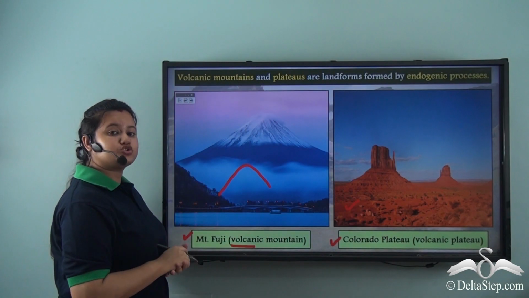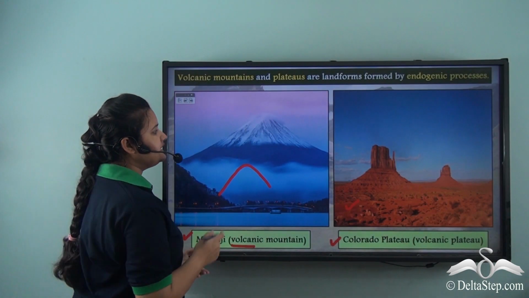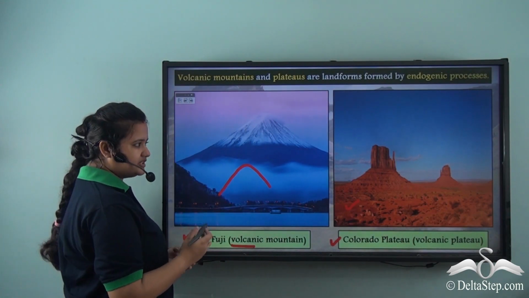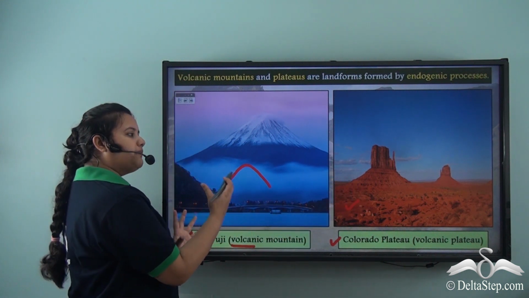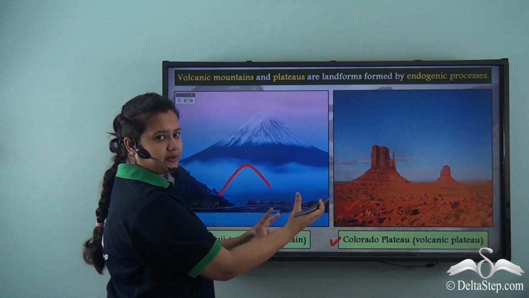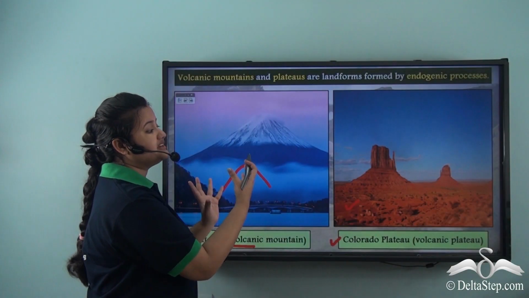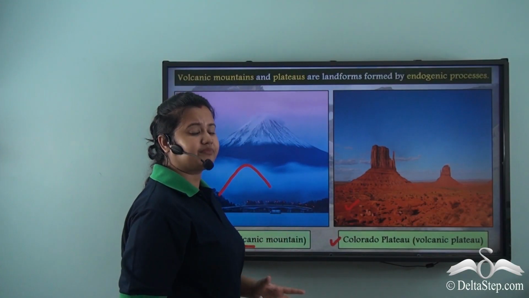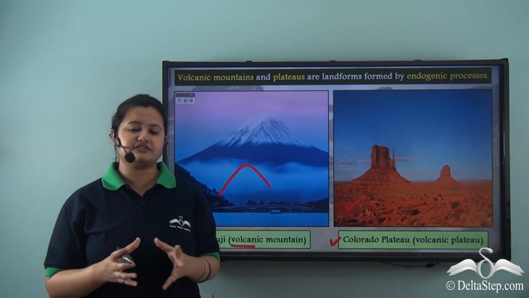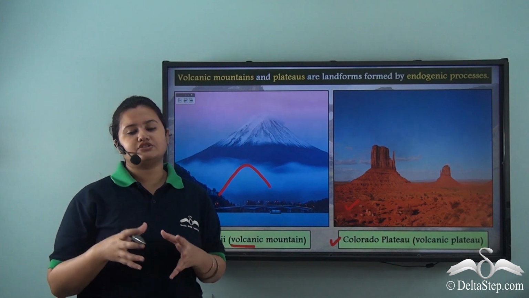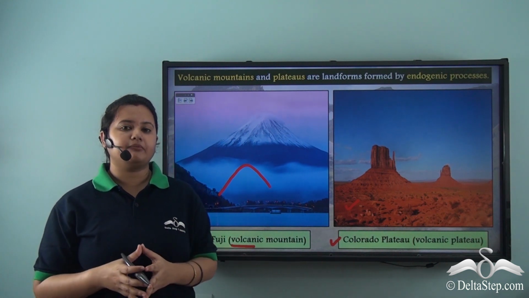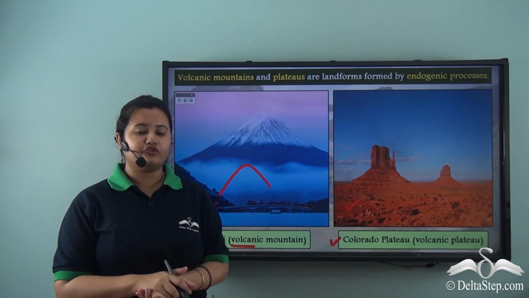Now, look at these two pictures again. See, here we have a picture of a mountain, whereas this image shows a plateau. Now, a mountain looks quite different from a plateau because a mountain has a higher elevation than a plateau. Apart from this, there are other differences also. Mountains and plateaus show different kinds of landforms. We will study about these different kinds of landforms later.